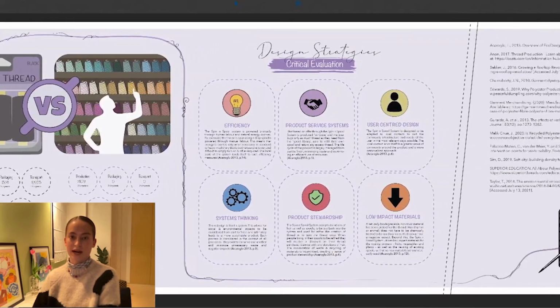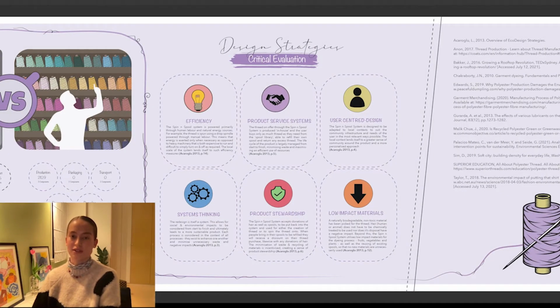Our redesign was guided by Leila Akaraglu's eco-design strategies. The system is efficient through the use of energy sources. Energy is only exerted when necessary, for example through the drop spindles, as opposed to heavy machinery that is expensive to operate and difficult to simply turn on and off as required.